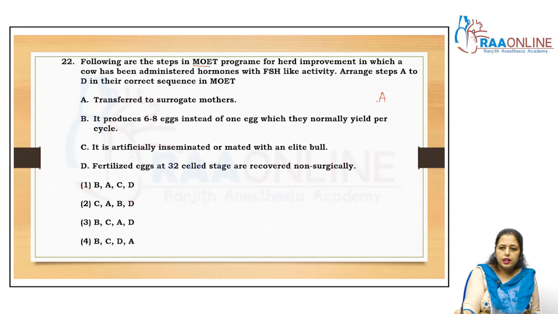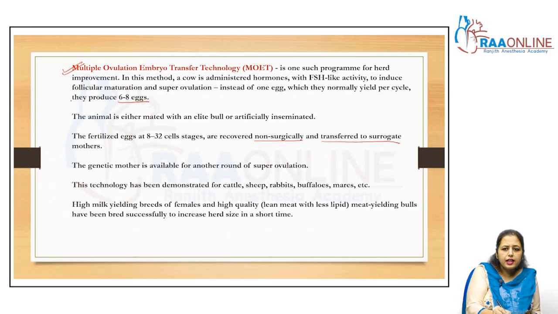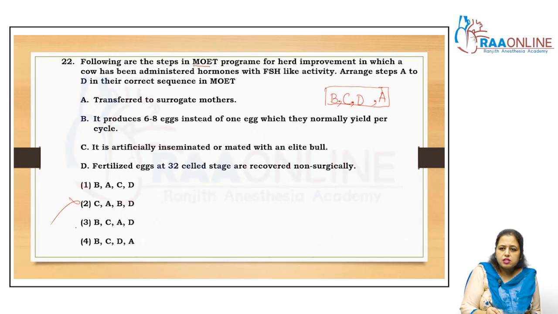It produces 6 to 8 eggs instead of one egg, which they normally yield per cycle. Then it is artificially inseminated or mated with the elite bull, and the fertilized eggs at the 8 to 32 celled stage are recovered non-surgically, exactly. So this is the correct sequence, right? You can see here also: 6 to 8 eggs, then mated with the elite bull, then fertilized eggs at the 8 to 32 celled stage. So the correct answer is BCDA, and the correct option is the fourth, right?